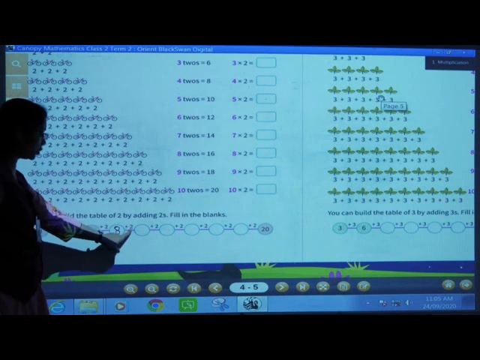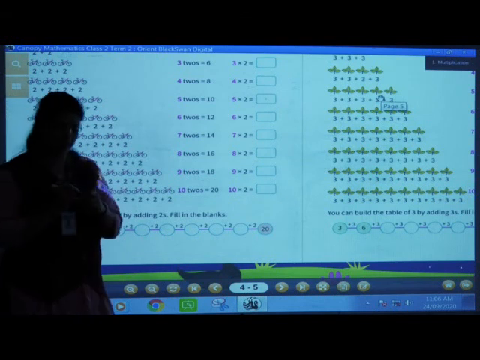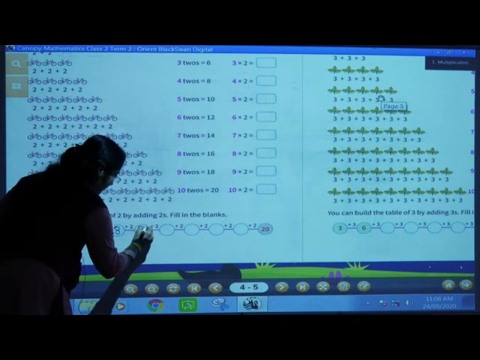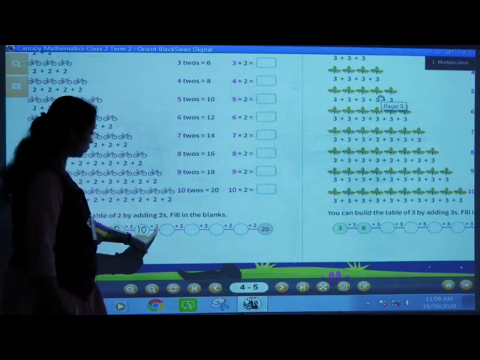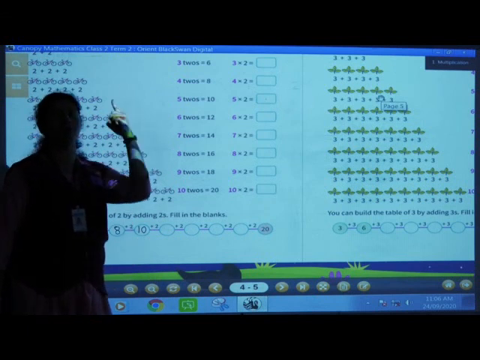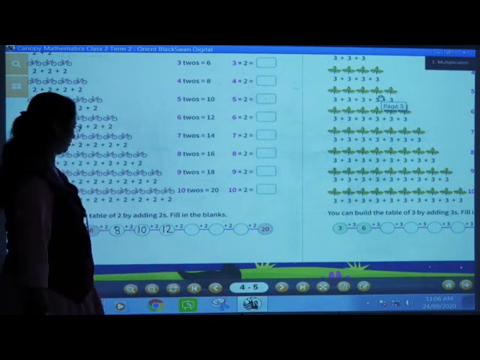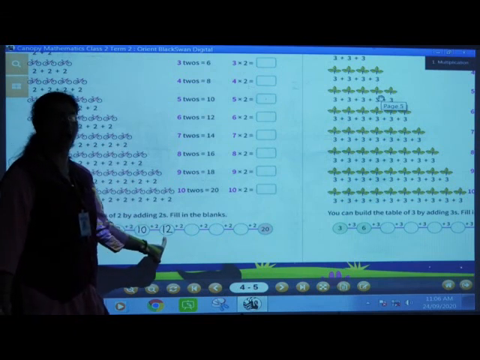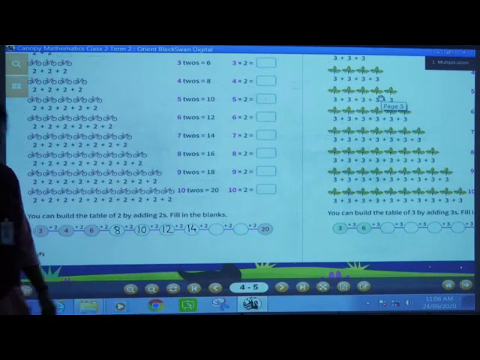Again we have to add 2 to this 8. Means after 8, 9, 10. Again we have to add this 2 to this 10. After 10, count 2 fingers. 11, 12. Again we have to add 2 to this 12. After 12, 13, 14. Correct.